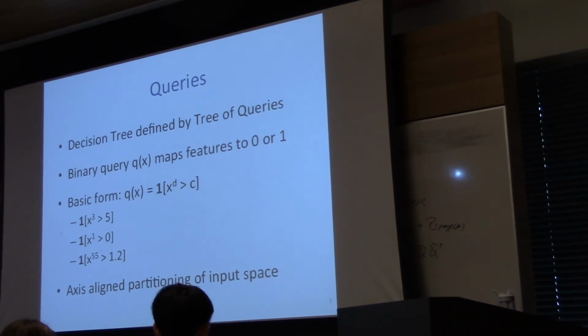You can think of these as shaving off half spaces of your feature space. Like this shaves off a half space of your input feature space, and it shaves off another half space of the remaining feature space. So you can think of this as representing an axis-aligned partitioning of the input space. And I'll demonstrate this visually in the next couple of slides.